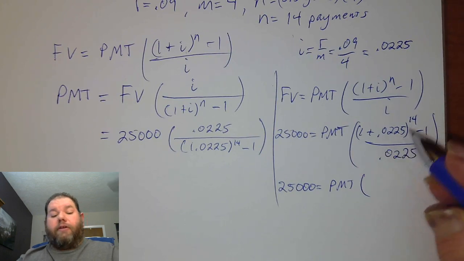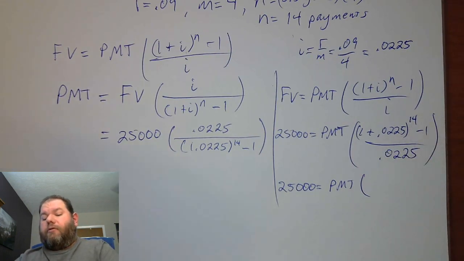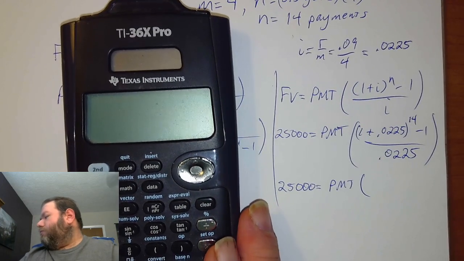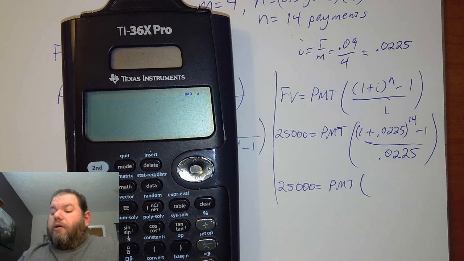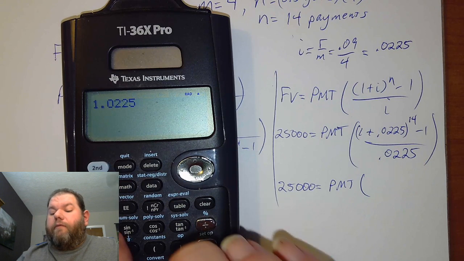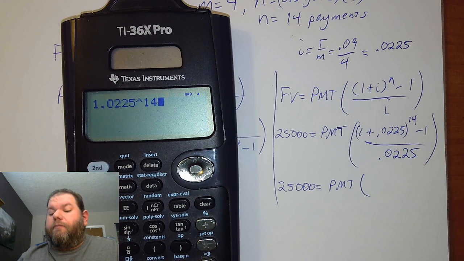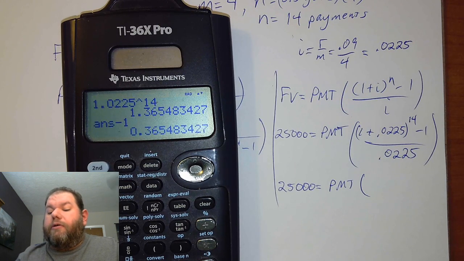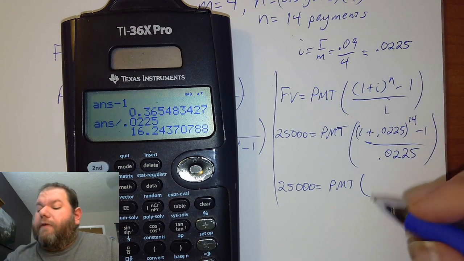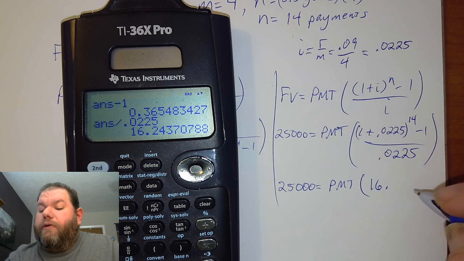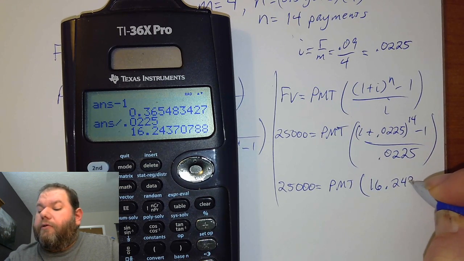So we'll go ahead and calculate this value here. 1.0225, raise it to the 14th power, enter, subtract 1, enter, and then divide by 0.0225, enter. So we get a value here of 16.243708.